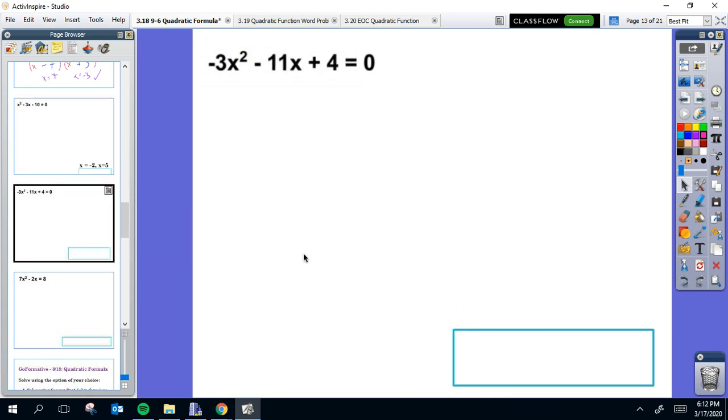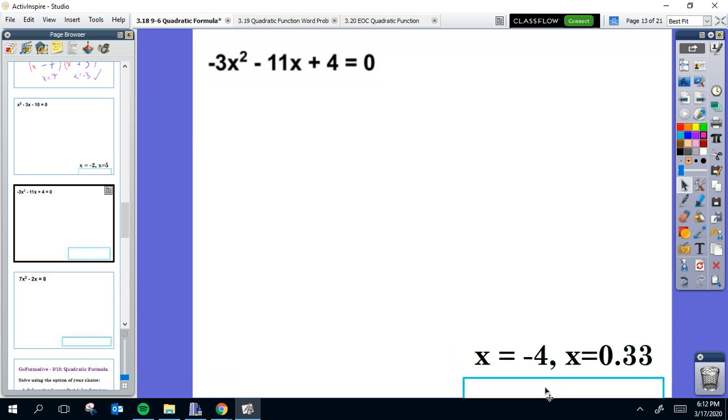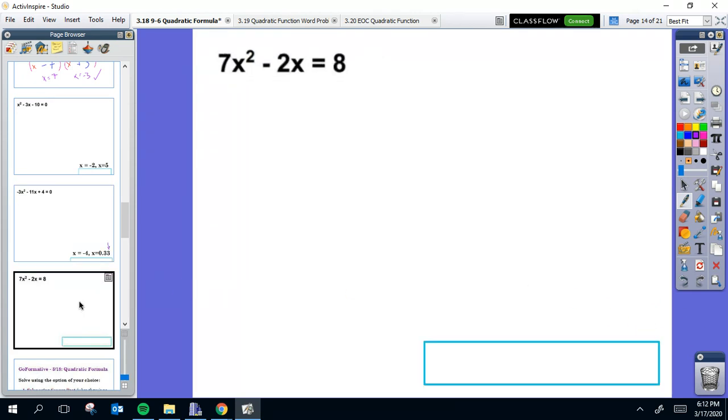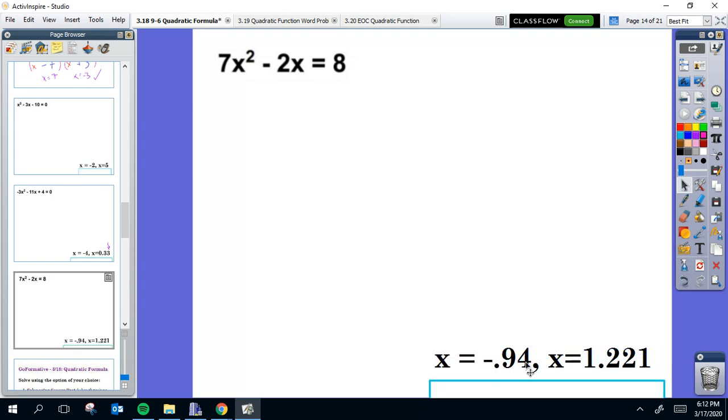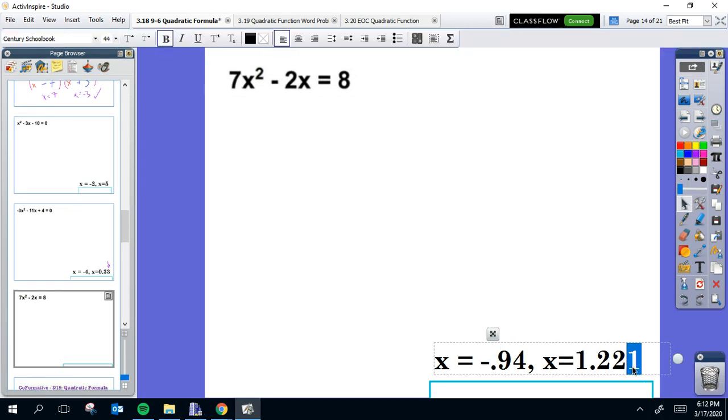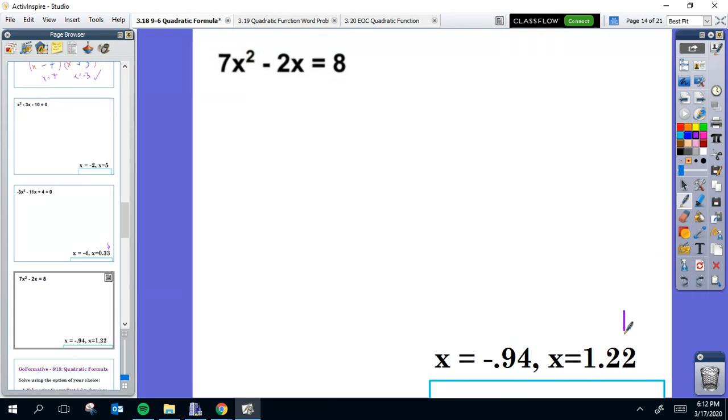Go ahead and pause here and then use the quadratic formula to solve this. All right, and when you do that, you should have x is equal to negative 4, x is equal to 0.33, and as a rule of thumb, I always want you guys to round to the hundredths place. Last one, go ahead and pause and use the quadratic formula to solve. When you do that, you should get x is equal to negative 0.94, x is equal to 1.22. You don't necessarily need this one. Round it to the hundredths place and everything's fine.